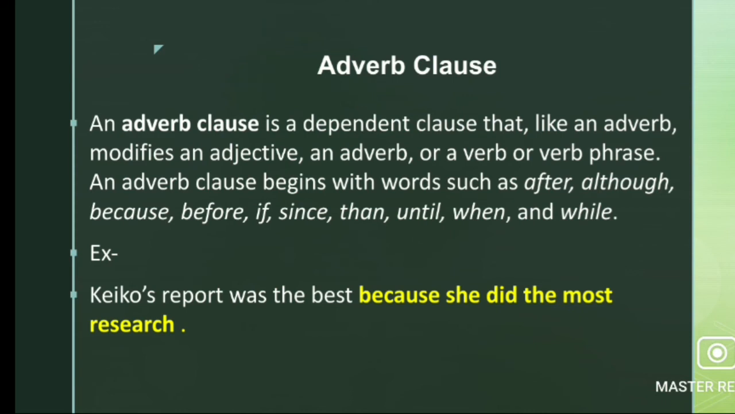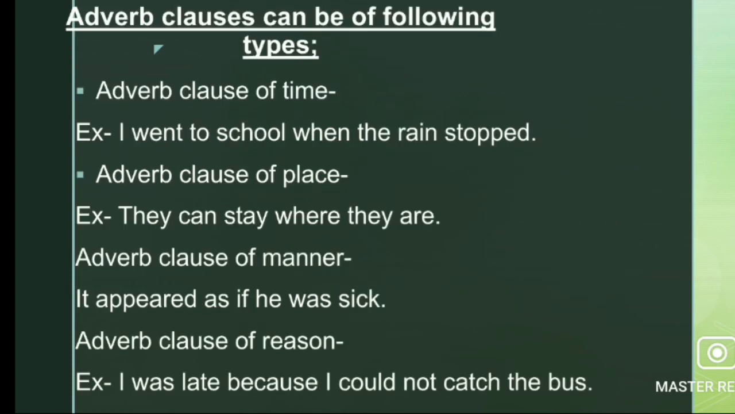For example, Kiko's report was the best because she did the most research. "Because she did the most research" is an adverb clause. Let's see some other examples. First we will see adverb clauses and their types. Adverb clauses can be of the following types.